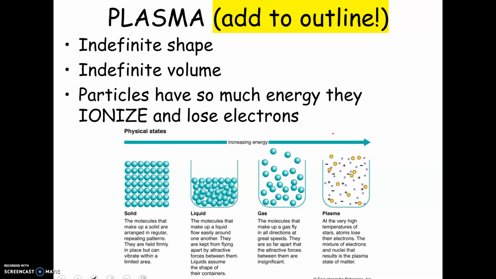Now that fourth state I mentioned is plasma. And we're not going to talk about that much in this class, but they have an indefinite shape and an indefinite volume. And the particles have so much energy that they ionize. Ionize means they lose some of their electrons. So if you look at the picture, you see how there's positive and negative charges here. They're very spread apart as well, like a gas. An example of plasma is lightning. It's not something you can look at, like I said, per se in a classroom on a normal basis. So solid, liquid, and gas, since we're studying chemistry, we'll be really studying these three phases of matter.